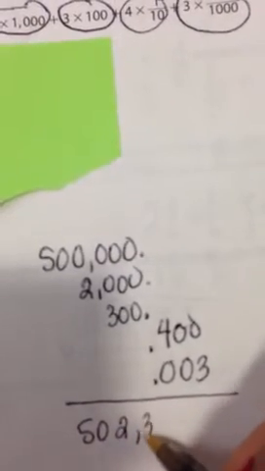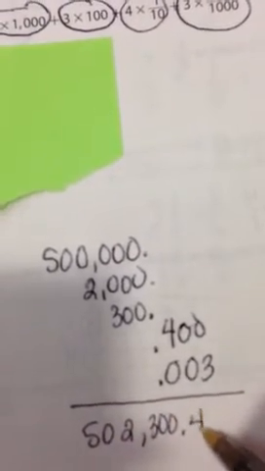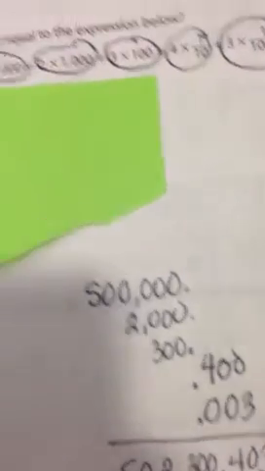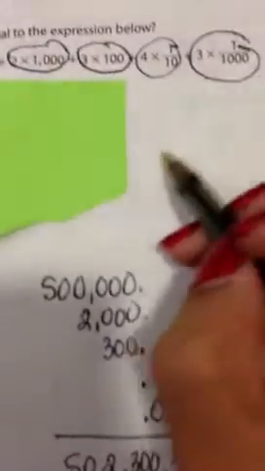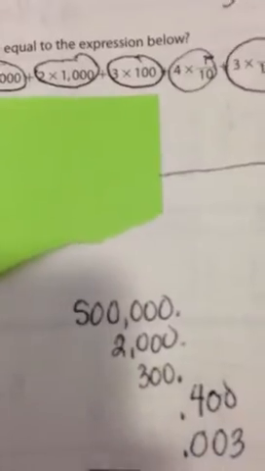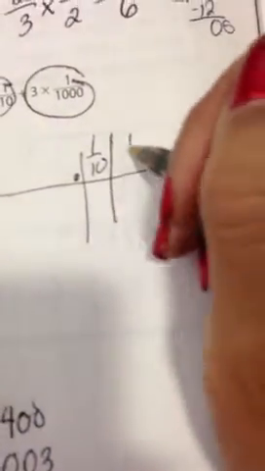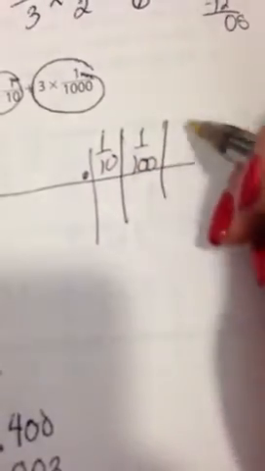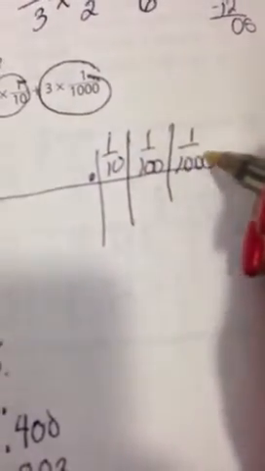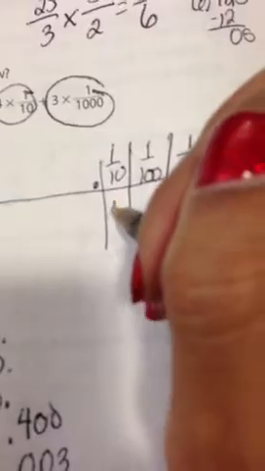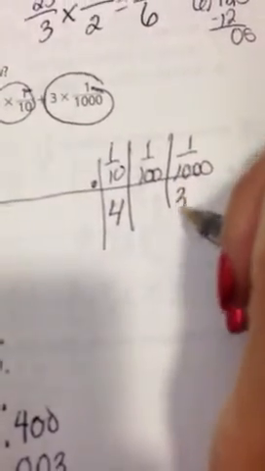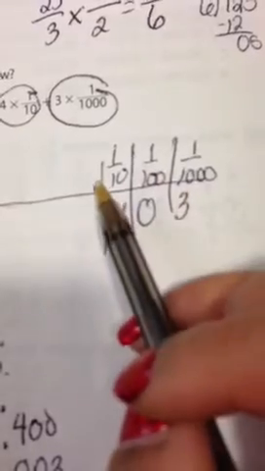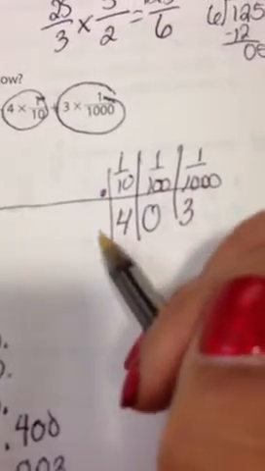So I'm just going to add all these up. 502,300.403. I could have also made a place value chart because I know that after the decimal I have tenths, hundredths, and thousandths. So I know I have 4 tenths and I have 3 thousandths. That's if you're really getting confused with the decimal stuff. You can do that and figure out what the decimal is.